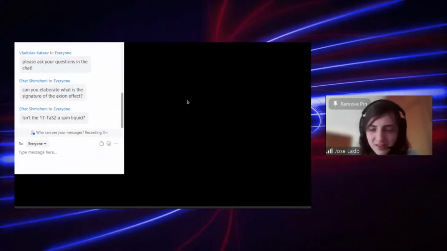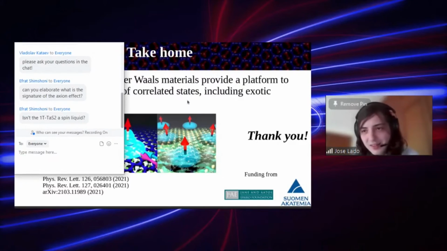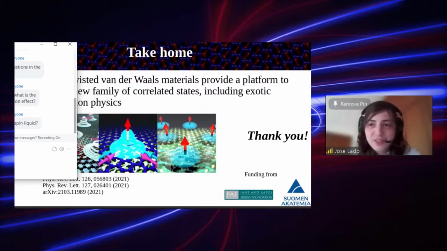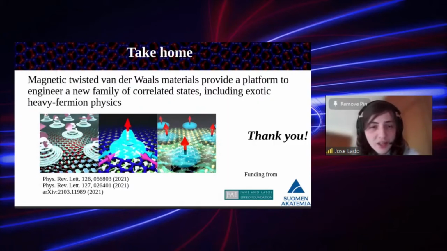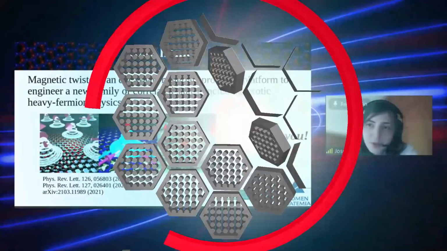A very specific question: isn't the 1T titanium sulfide two phase a spin liquid? Yes, that's a very interesting question. The answer is that there are some signatures of quantum spin liquid behavior in 1T. But of course, identifying with 100% accuracy a quantum spin liquid is a very challenging task. The bottom line is that having a quantum spin liquid is not actually bad for heavy fermion phenomena. You can have a two-dimensional system that's a quantum spin liquid, put it on a metal, and you can still get a heavy fermion system. So even if it is or is not, this doesn't affect the emergence of heavy fermion physics.